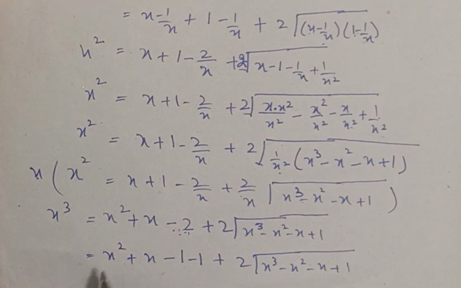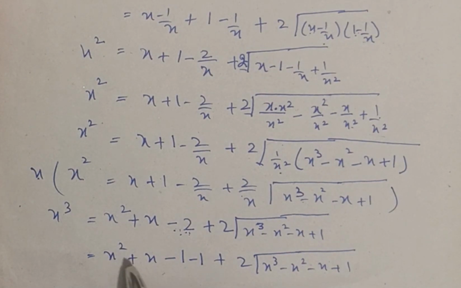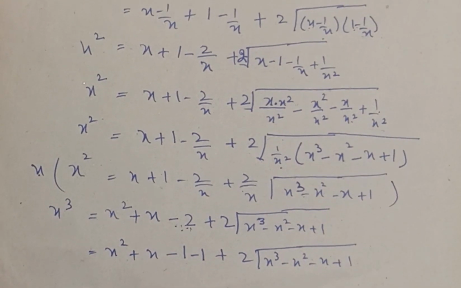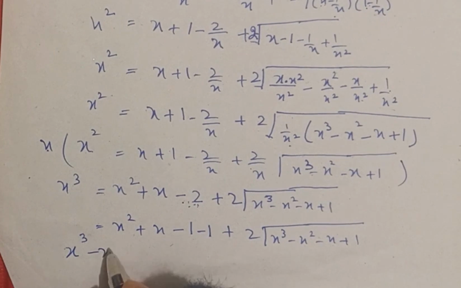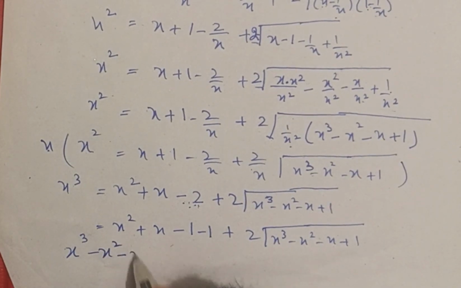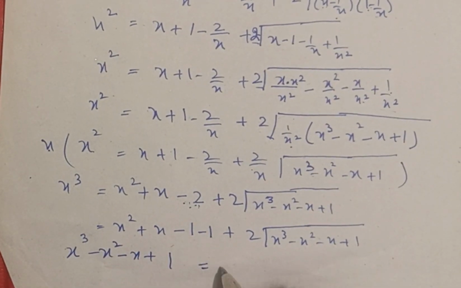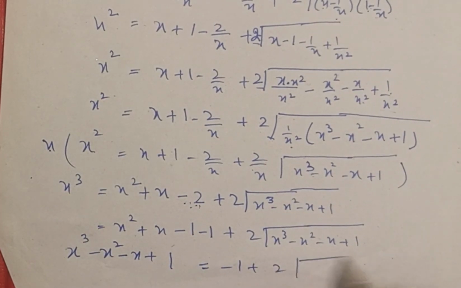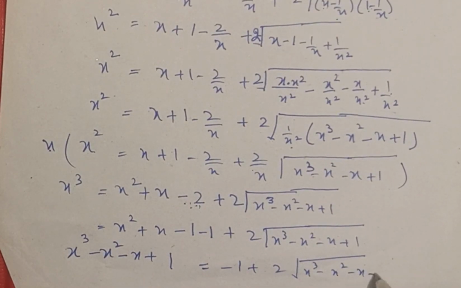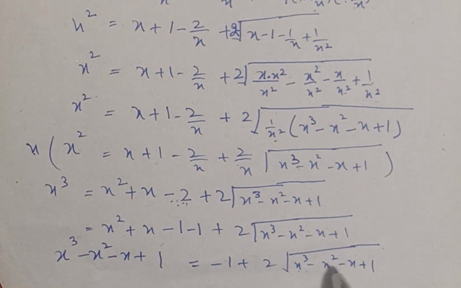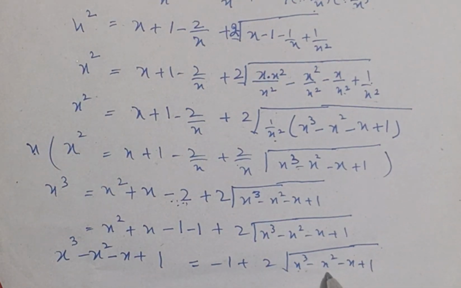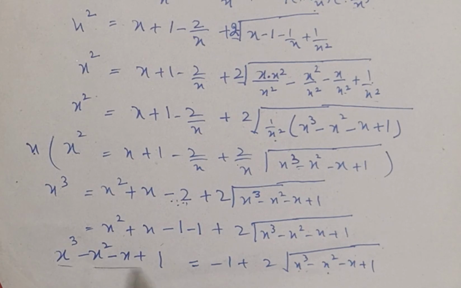Now in the next step, we subtract ax² and minus x, and after that we add 1 on both sides. Then we get x³ minus x² minus x plus 1 is equal to minus 1 plus 2 times the square root of x³ minus x² minus x plus 1. Now notice that x³ minus x² minus x plus 1 is involved in this side. It is also involved in this side.